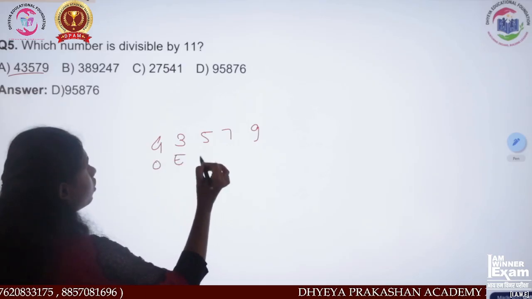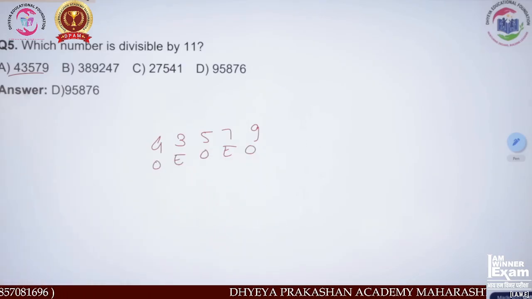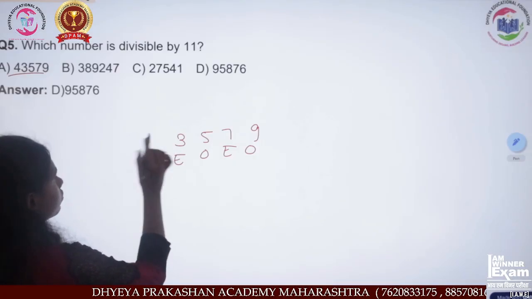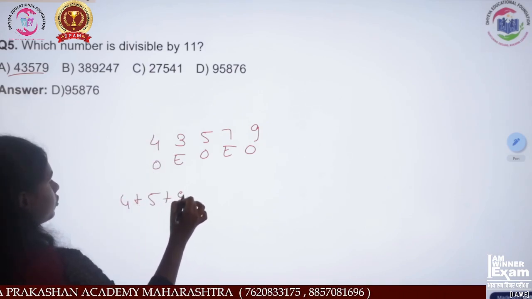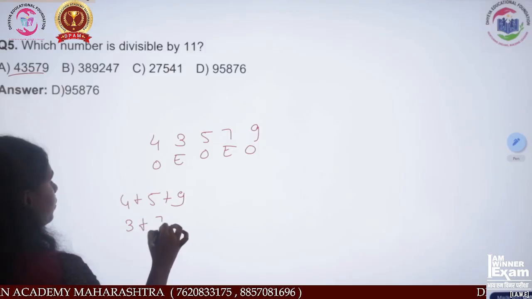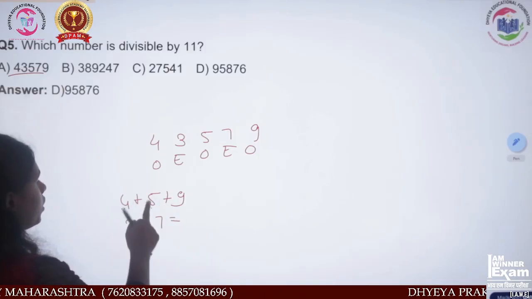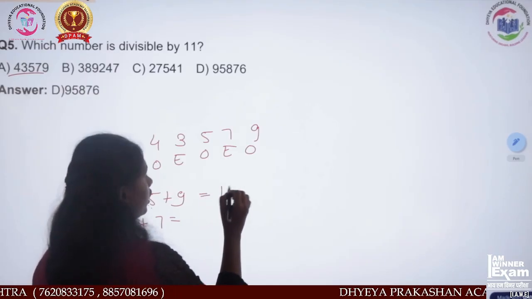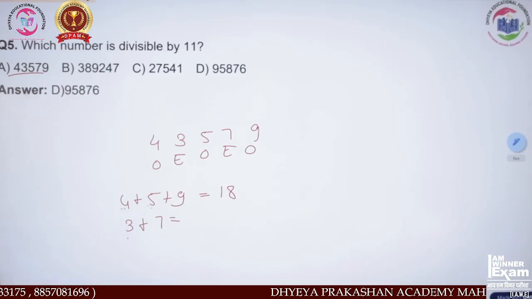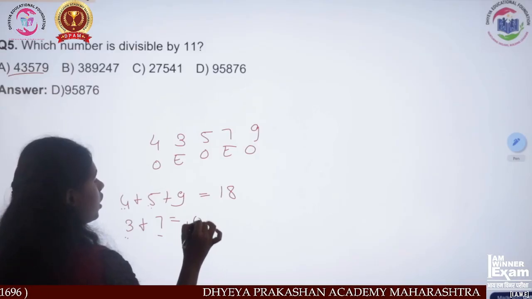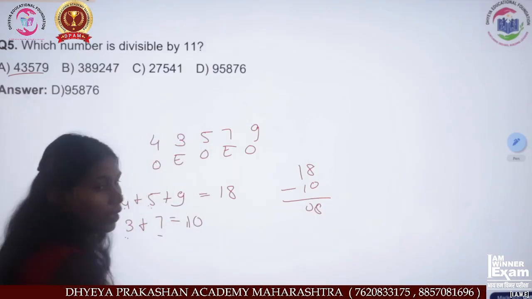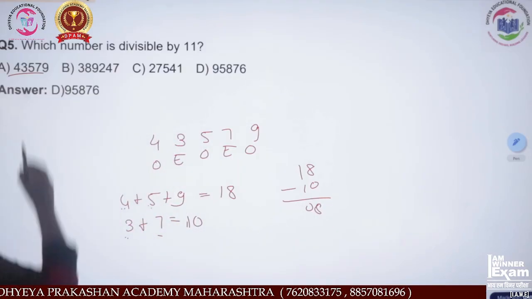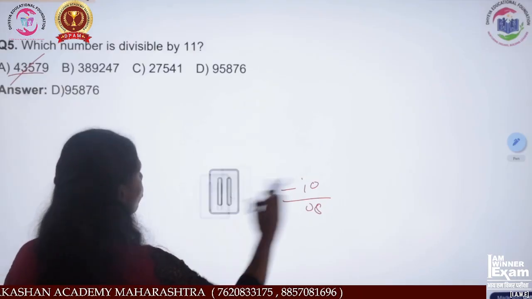So odd, even, odd. Okay, then next, take all the odds separate and all the evens separate. Now 4 plus 5, that is 9. 9 plus 9, you will get 18. Then 7 plus 3, you will get 10. If you subtract these two numbers, the remainder will be 8. So this is not the option. Why? Because we want 0.